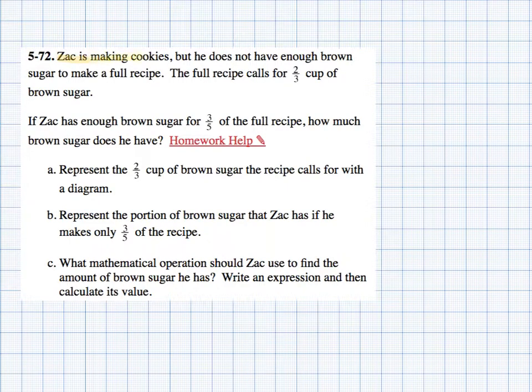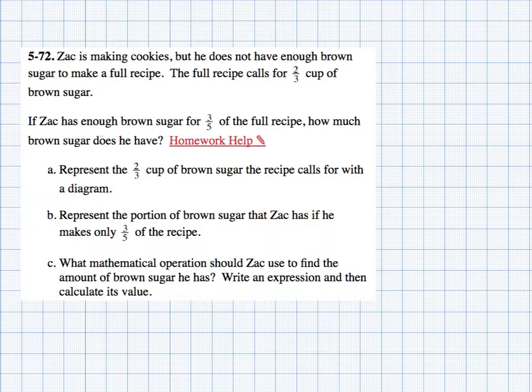Zach is making cookies, but he does not have enough brown sugar to make a full recipe. The full recipe calls for 2/3 cup of brown sugar. If Zach has enough brown sugar for 3/5 of the full recipe, how much brown sugar does he have? Represent the 2/3 of a cup of brown sugar the recipe calls for with a diagram.